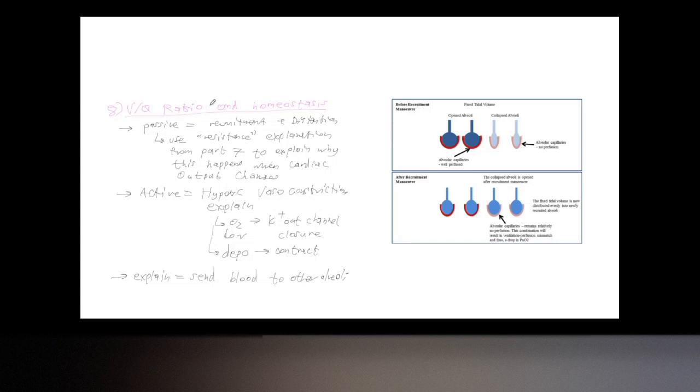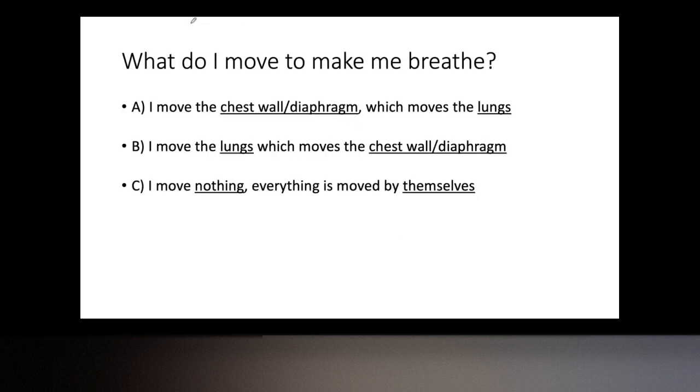The question was VQ ratio and homeostasis. Like how do you create the homeostasis on VQ ratio? You have passive and active. Active is the vasoconstriction and passive is the recruitment and distension. So that's for your final exam question.